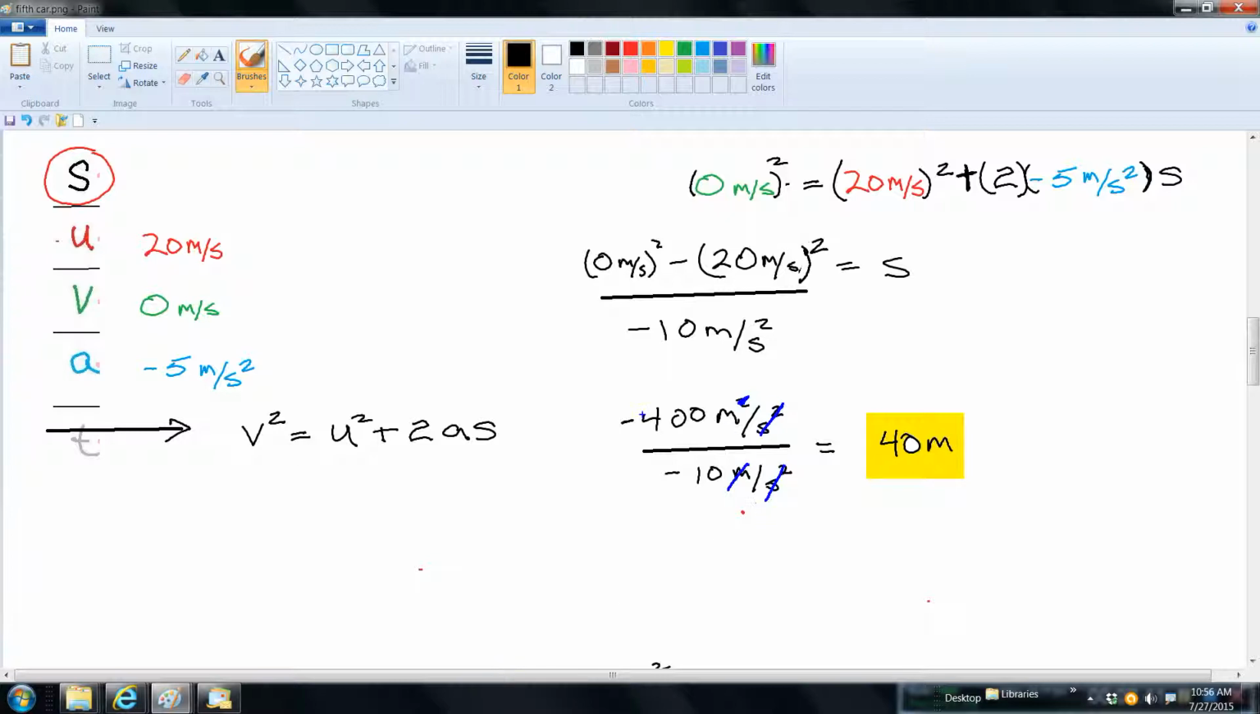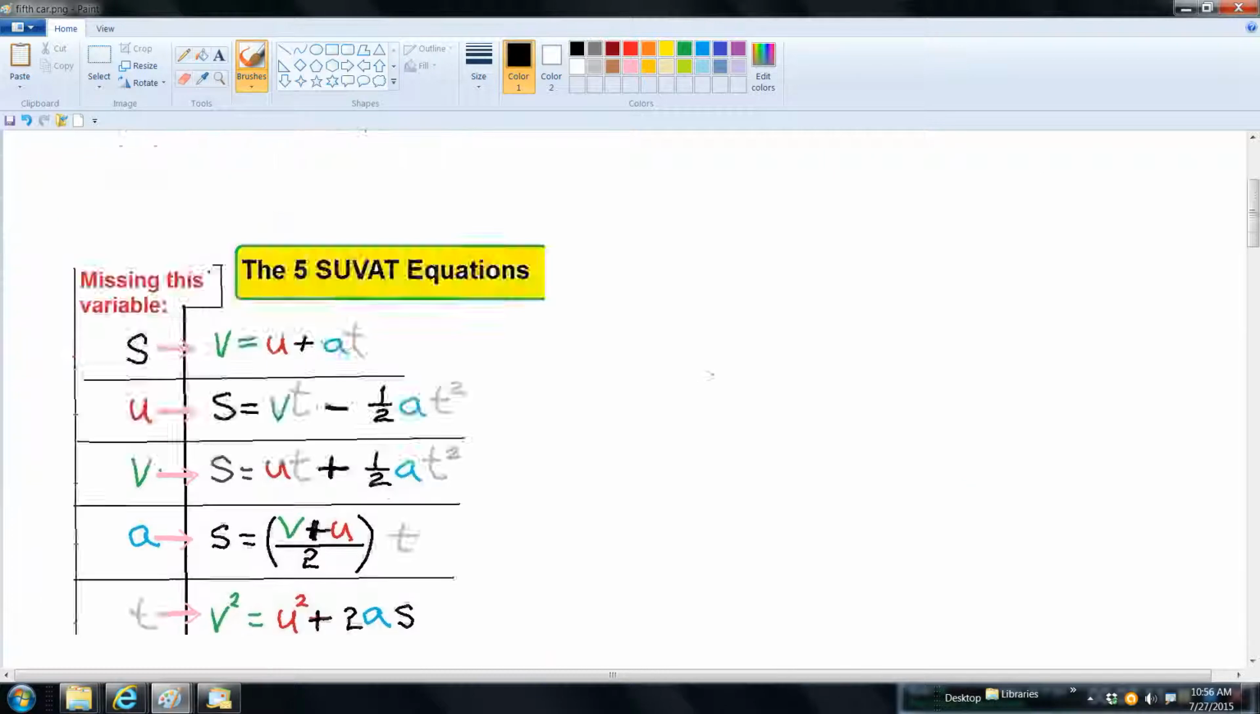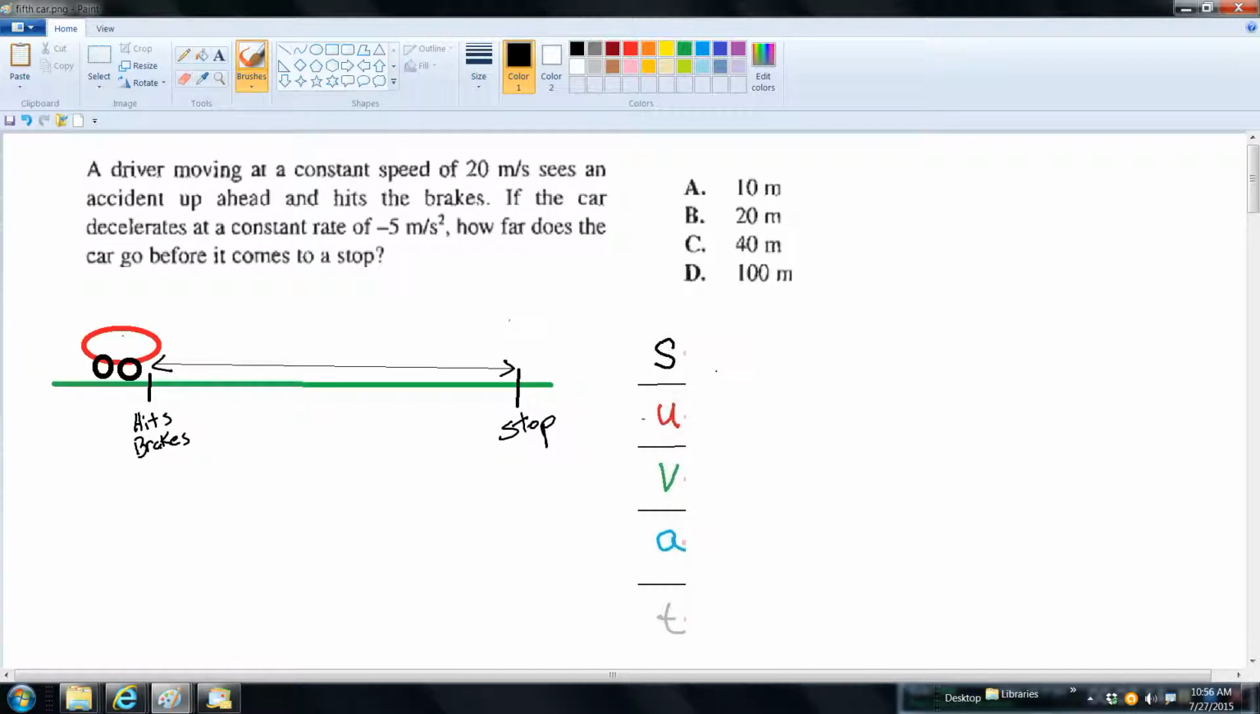In previous videos I've gone over the analysis of how these units cancel out, so I'm not going to show you there. I assume that you've seen those other videos. So our answer is 40 meters of displacement. And that is one of the answers.